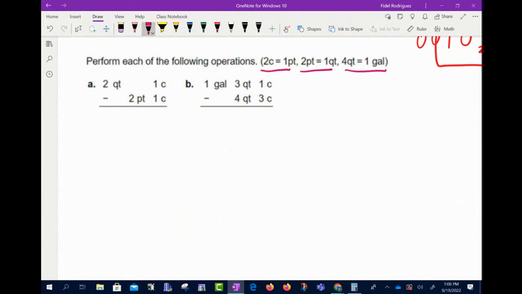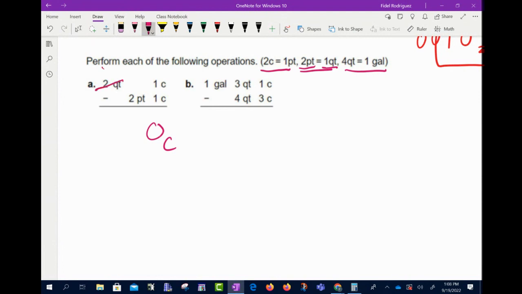Okay, so when I look at part A, we have 2 quarts and 1 cup, and we're trying to take away 2 pints and 1 cup. So I know we can only go ahead and do this subtraction. So 1 minus 1 is going to give me 0. There's no cups there, right? But I'm trying to take away 2 pints, and I don't have any pints here. But we know that there's a relationship between pints and quarts. It says 1 quart is the same thing as 2 pints.